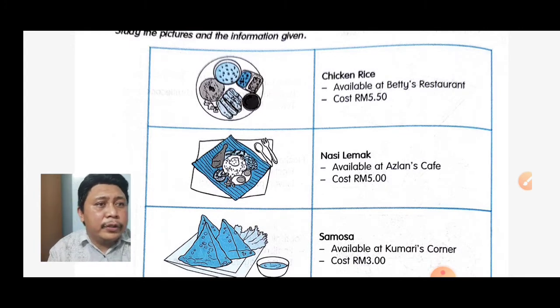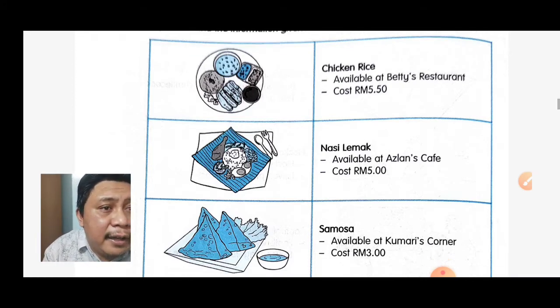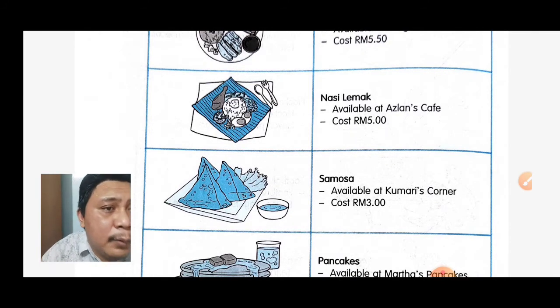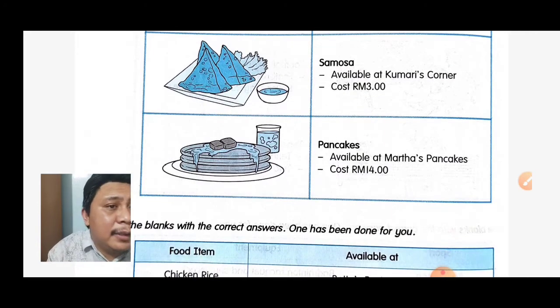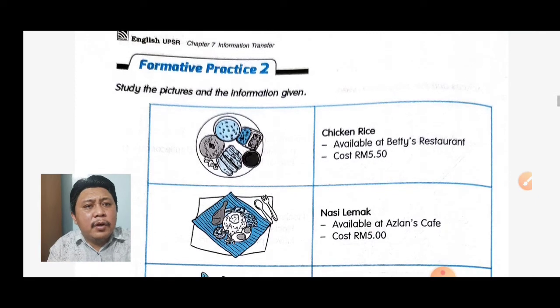This one on your right, chicken rice, is available at Betty's Restaurant. The cost is RM 5.50. Nasi lemak is available at Azlan's Cafe, cost is 5 ringgit. Samosa is available at Kumari's Corner, cost is 3 ringgit. Pancake is available at Martha's Pancake, it costs 14 ringgit. So this is your information for your B1 question.